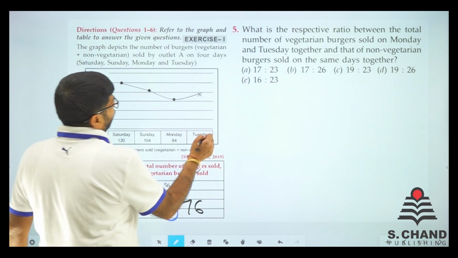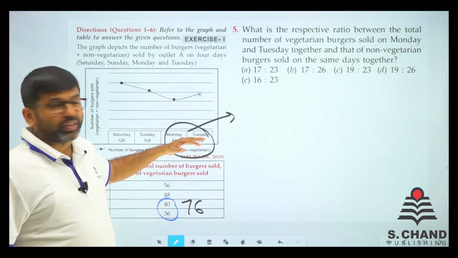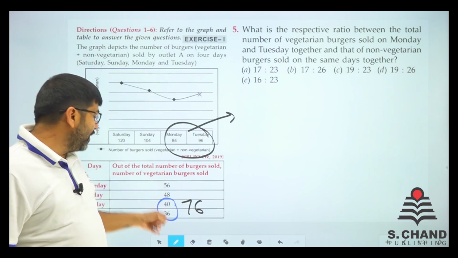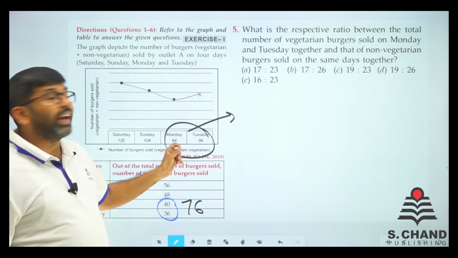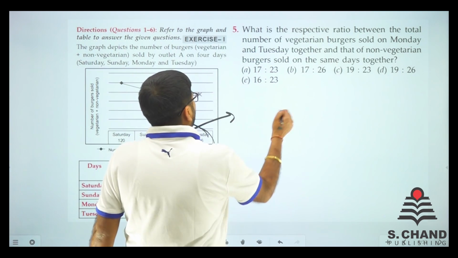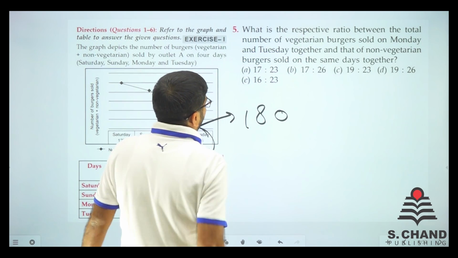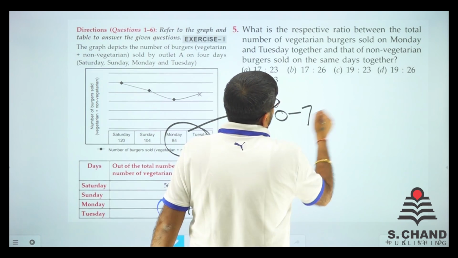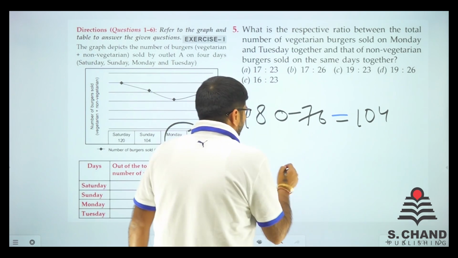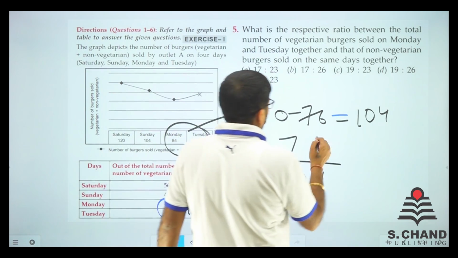So for non-vegetarian, first we calculate the total number of burgers. This will be the total number of burgers, and this will be the vegetarian ones. When we subtract these from these, we will get the non-vegetarian ones. So we add 96 and 84. We get 0 here, 9 and 9 is 18, so we get 180. 180 minus 76 is 104. So we have 104 non-vegetarian and 76 vegetarian.